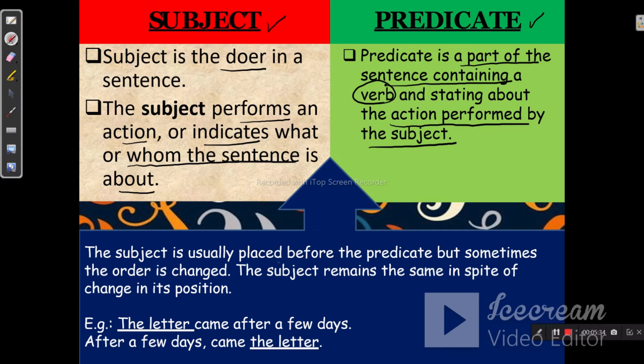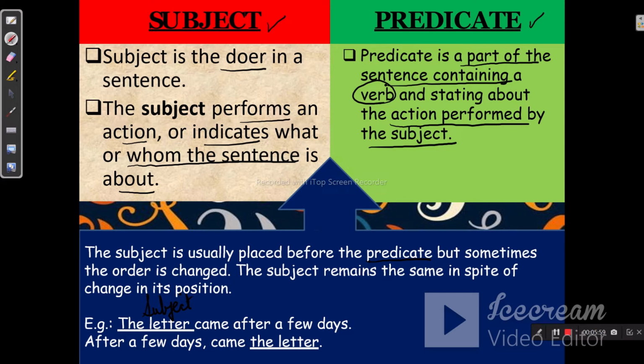The subject is usually placed before the predicate, but sometimes the order is changed. The subject remains the same in spite of change in its position. Now let's understand this with the help of an example. The letter came after a few days. Now what is the subject here? Whom are we talking about in this sentence? We are talking about the letter. So the letter is the subject.